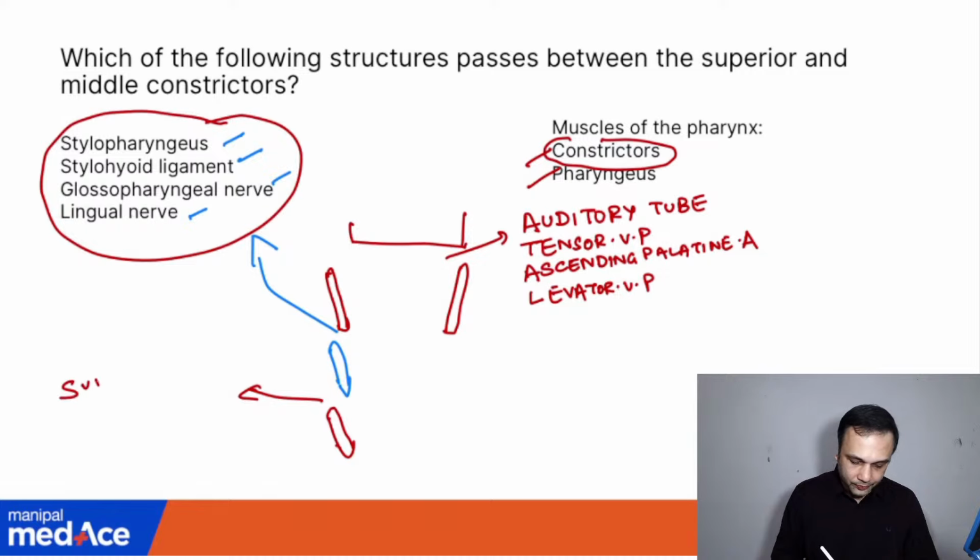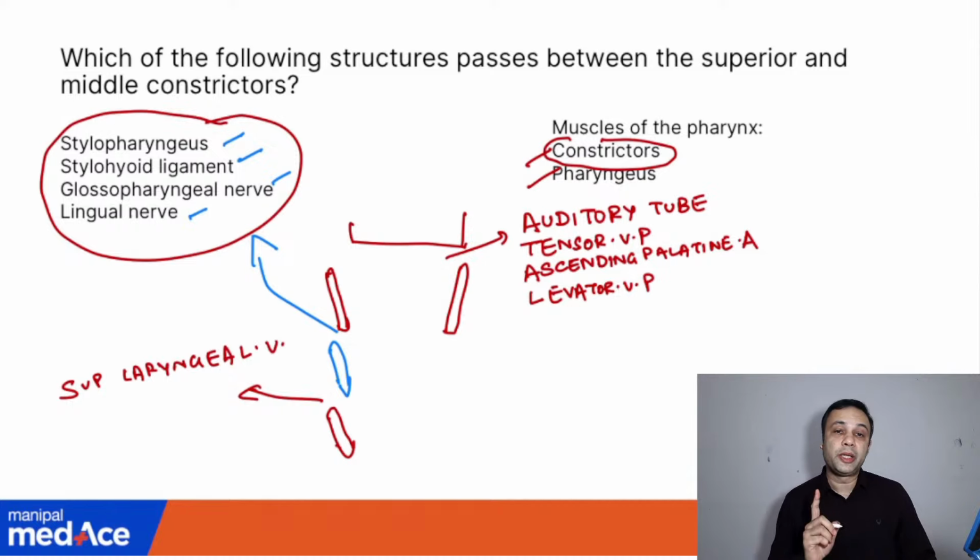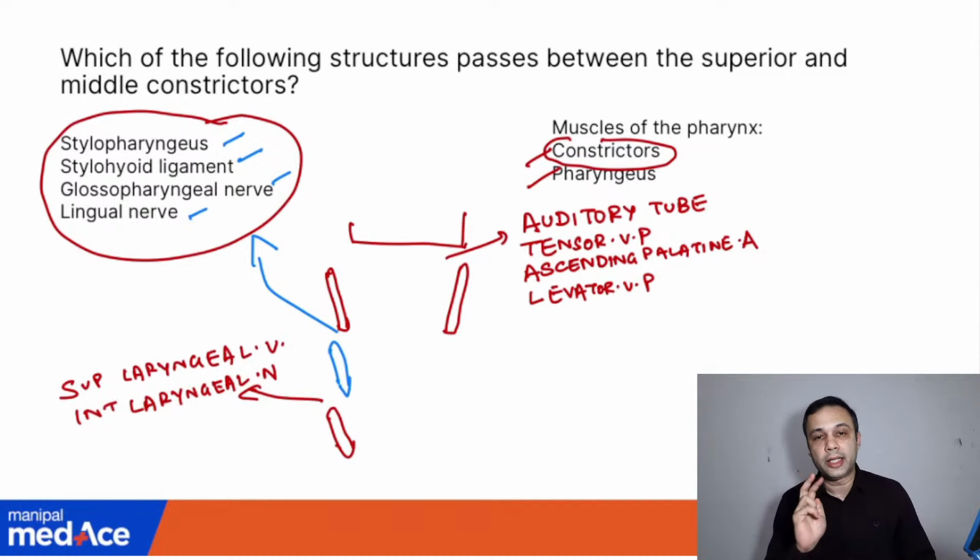You have the superior laryngeal vessels, and along with the superior laryngeal vessels, you have the internal laryngeal nerve, right? One vessel, one nerve. Superior laryngeal vessels along with internal laryngeal nerve.